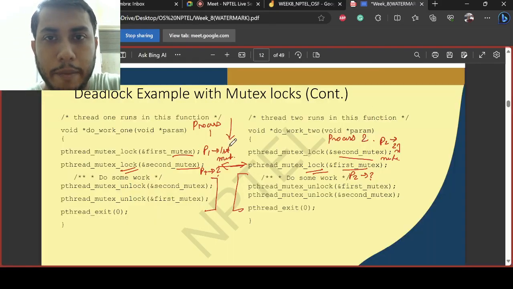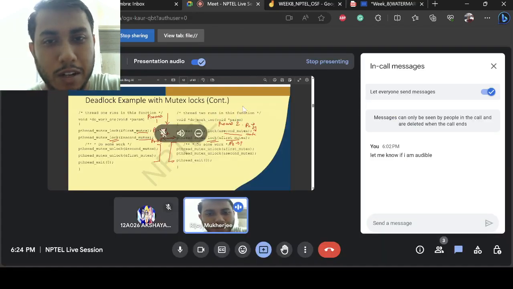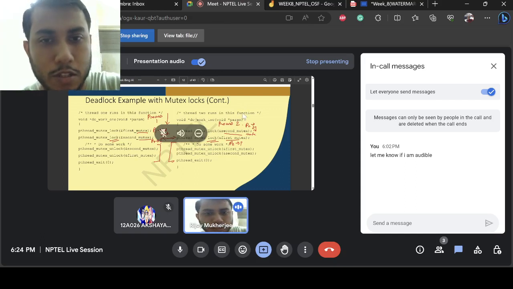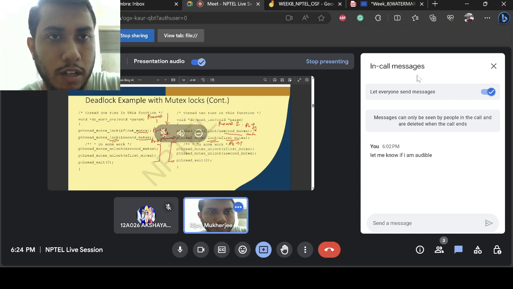Okay, so this is an example of deadlock, quite similar to the dining philosophers problem, where you have to acquire both chopsticks to eat, otherwise you are not able to eat your rice.